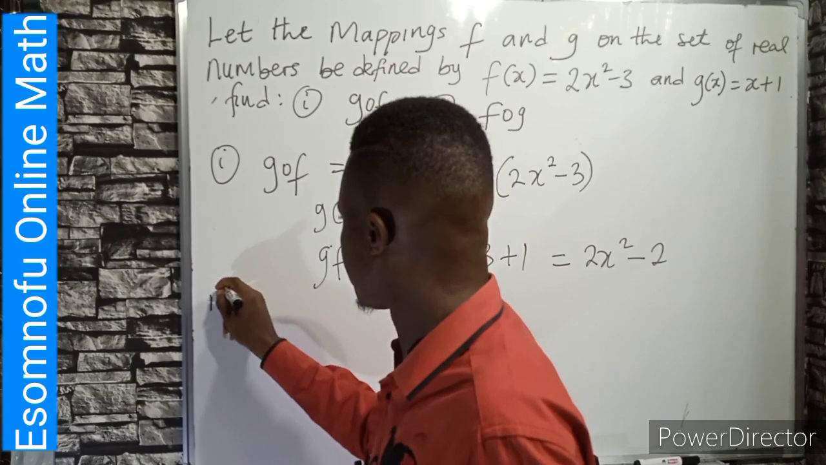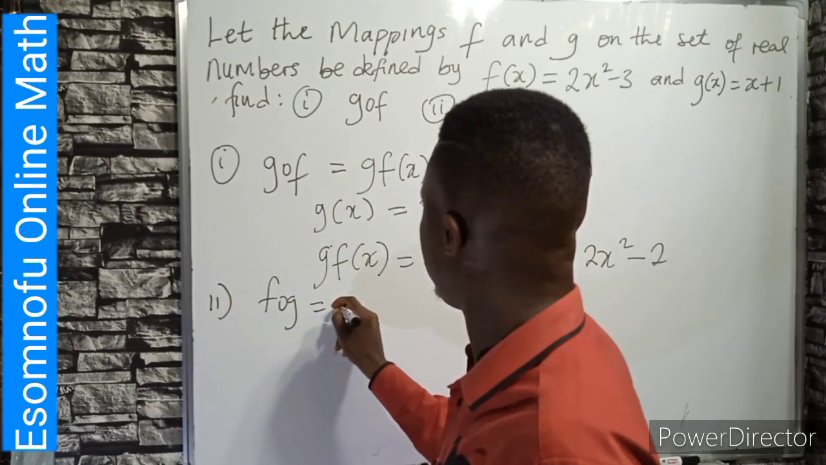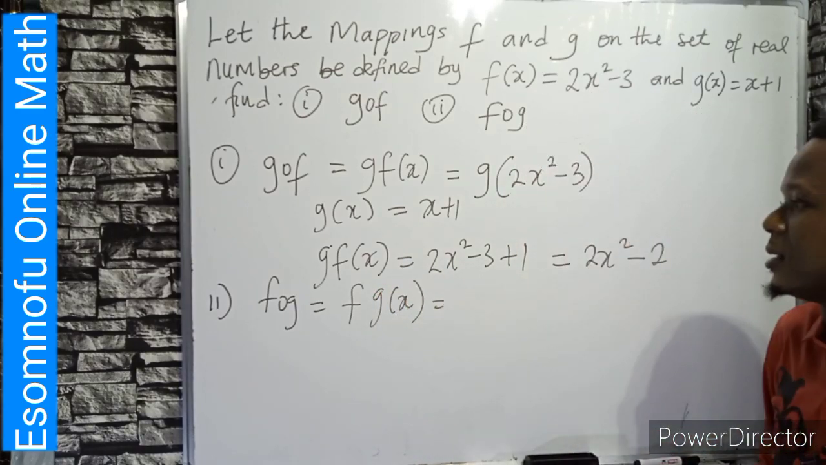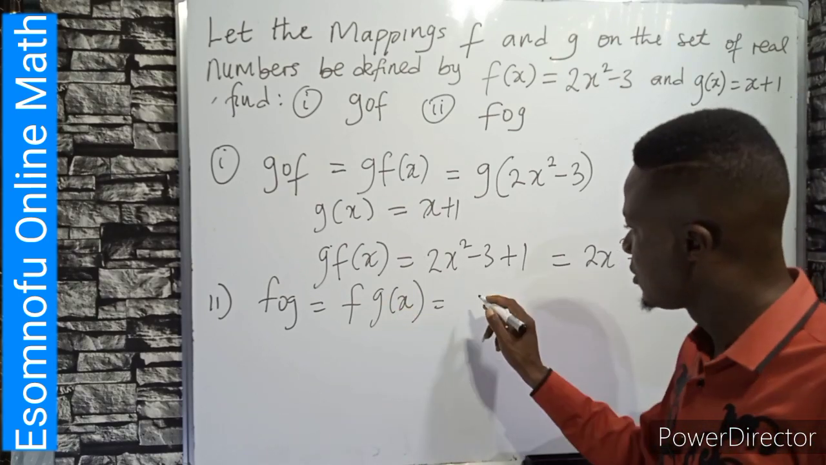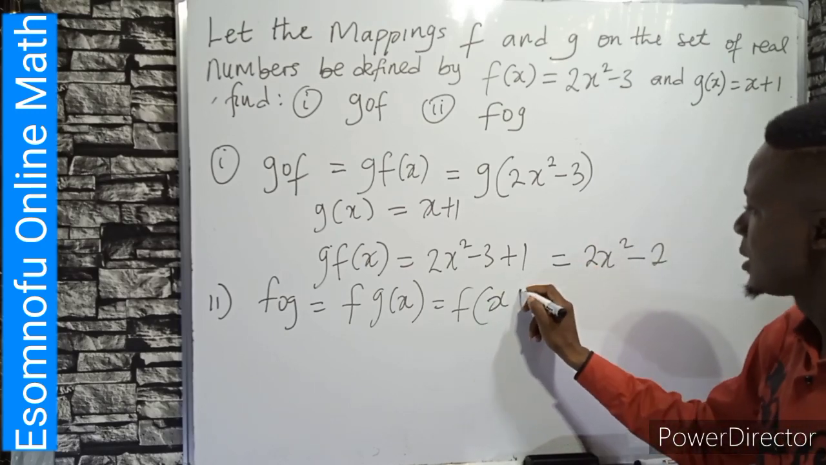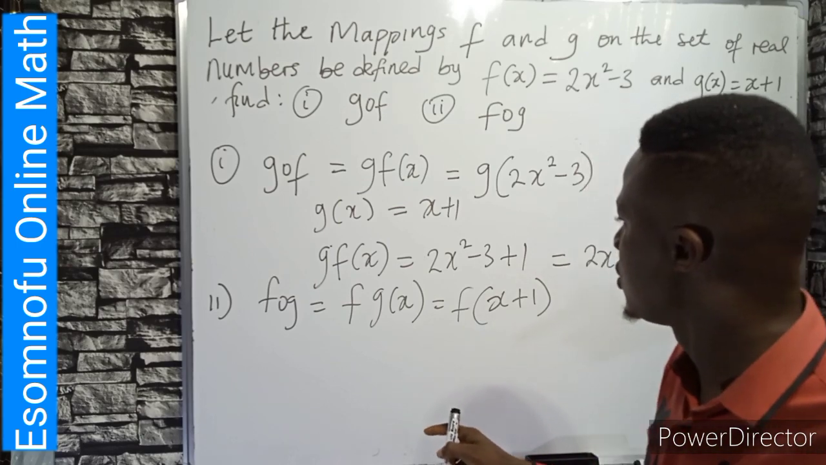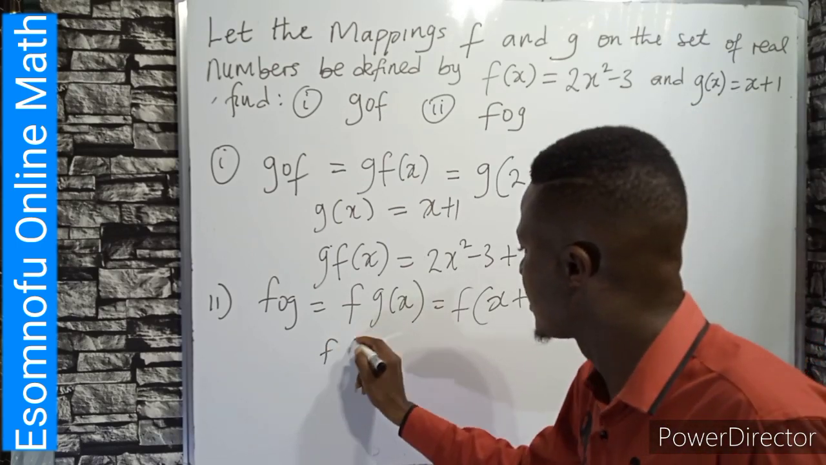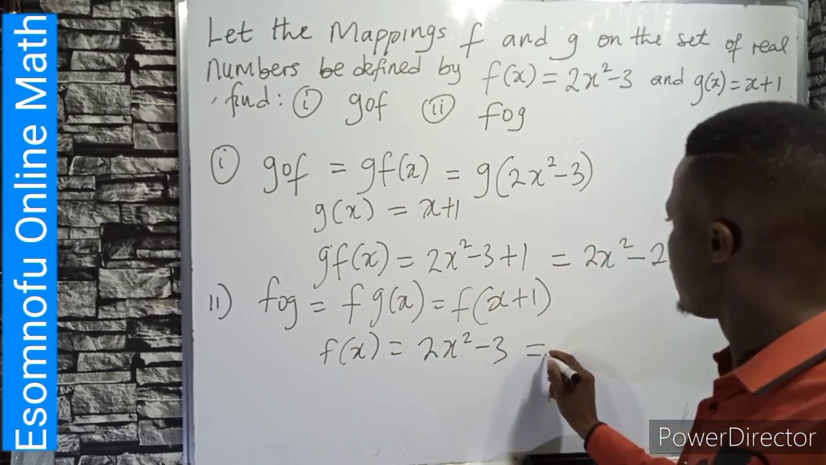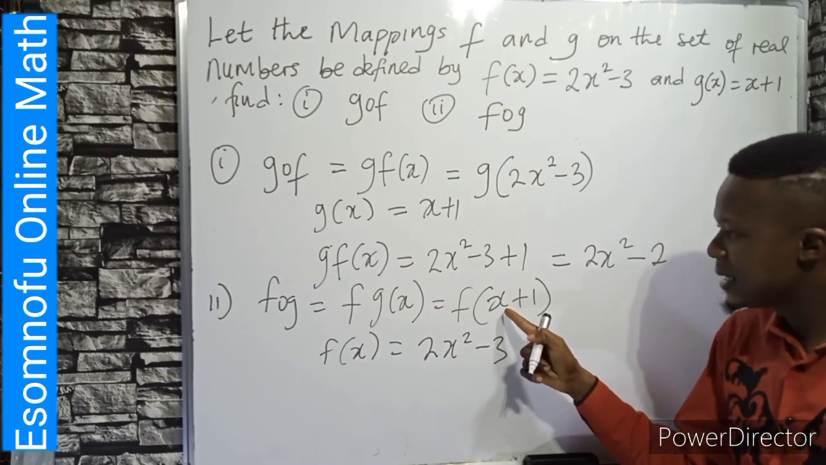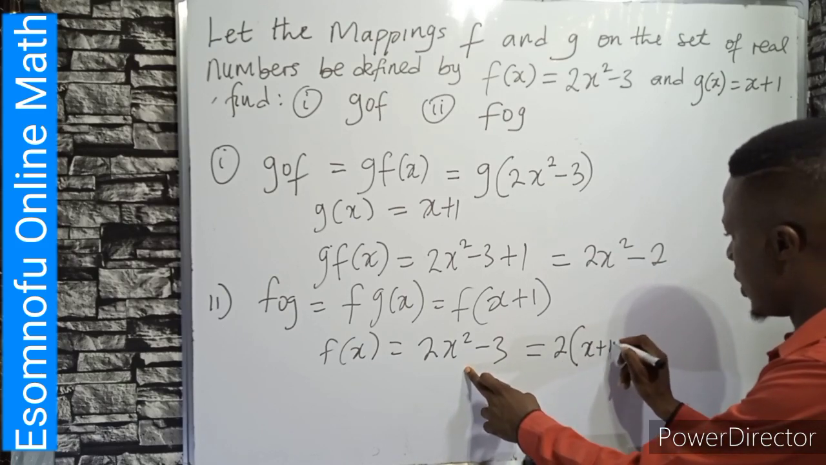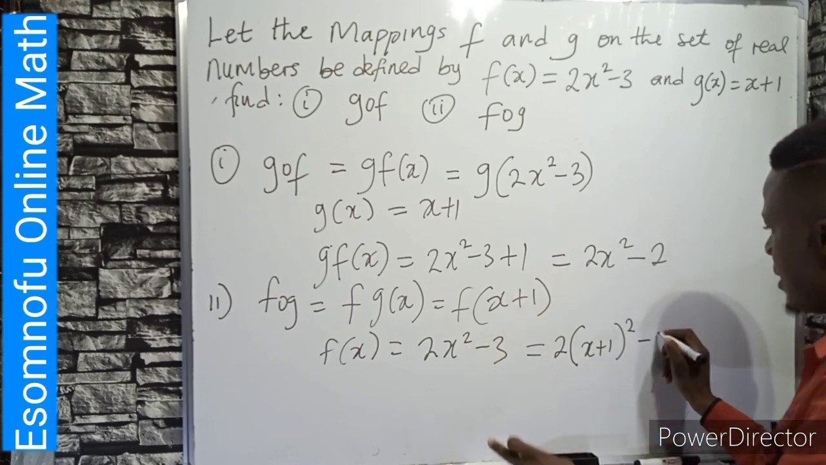Then for the second one, where we have the fog. The fog is the same as f of g of x. So you have to get g of x first. So that will be f of, what is g of x? g of x is x plus 1. So you have to first of all get your f of x. Our f of x is 2x squared minus 3. So from here, anywhere I see x, I will put in x plus 1 in this function. So that will be 2 bracket x plus 1, all squared, there is a power of 2, minus 3.